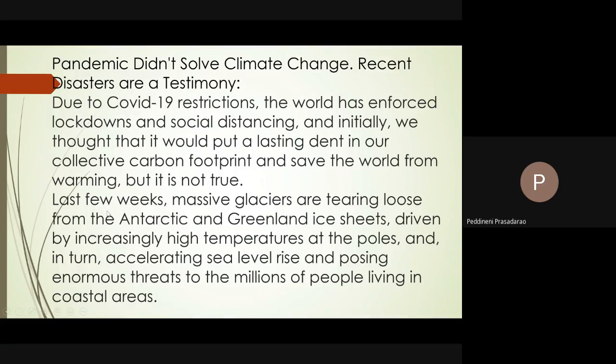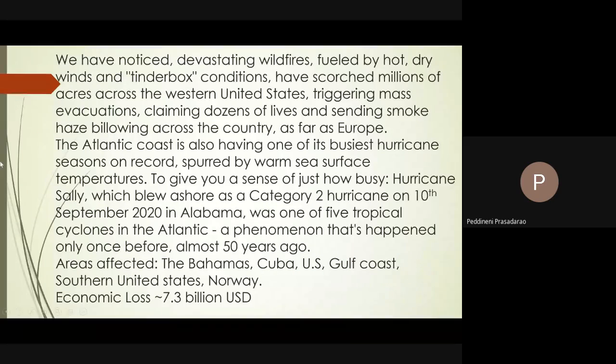In the last few years, massive glaciers are tearing loose from the Antarctic and Greenland ice sheets, driven by increasingly high temperatures at the poles, in turn accelerating sea level rise and posing an enormous threat to the millions of people living in the coastal areas. So it is only very short-lived as far as this pandemic is concerned. And of course, we have noticed devastating wildfires in recent times.